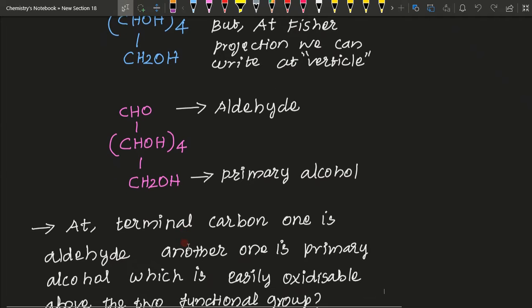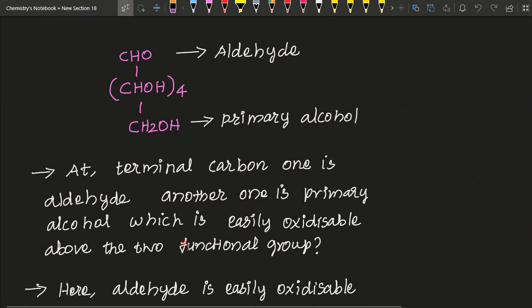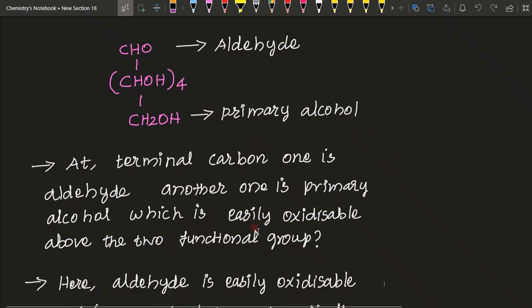See below. At the terminal carbon, meaning top and bottom, not between. So at a terminal carbon, one is aldehyde. This is aldehyde. Another one is primary alcohol, which is easily oxidizable. These two functional groups are very easily oxidizable.